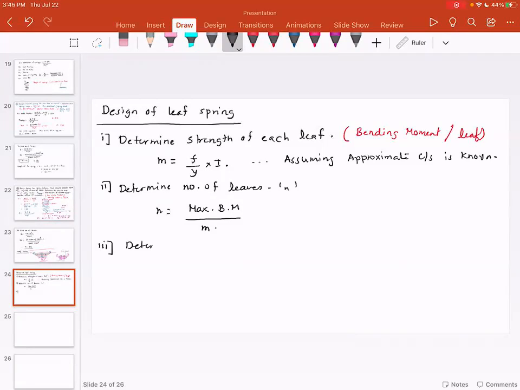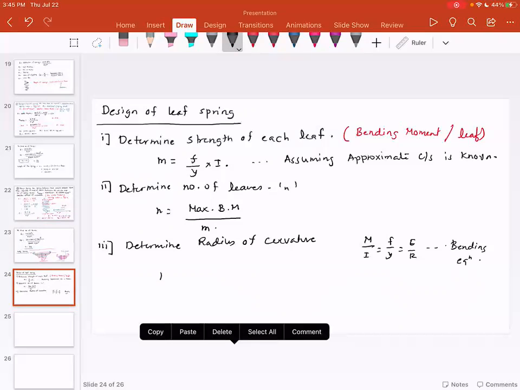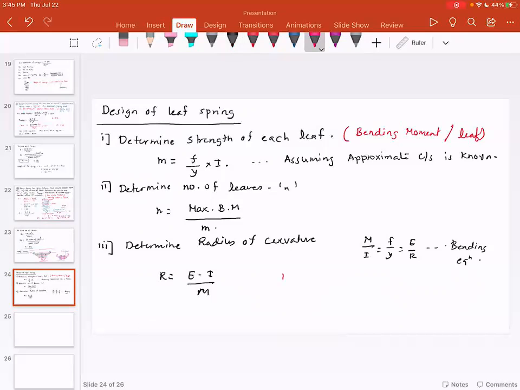Next step is to determine the radius of curvature. You will never find a flat leaf spring. Typically, they have some curvature. The equation on curvature is M divided by I is equal to F upon Y is equal to E upon R, which is the bending equation. So the radius of curvature R is E times I divided by M, where I is the moment of inertia, E is Young's modulus, and M is the bending moment.